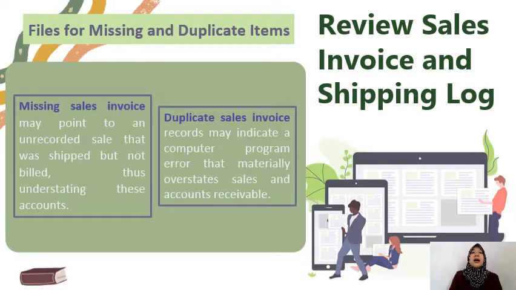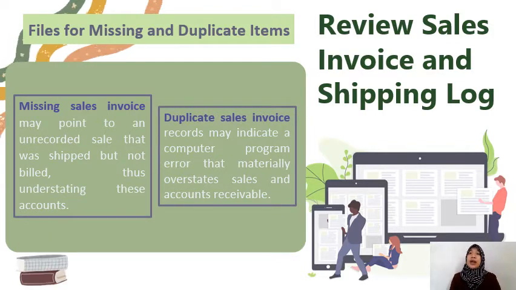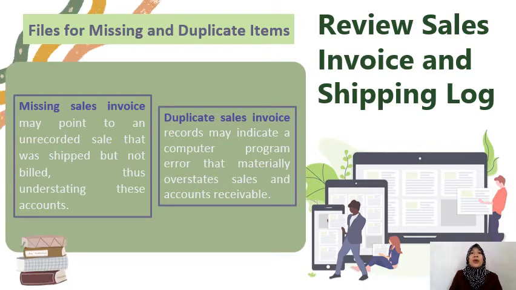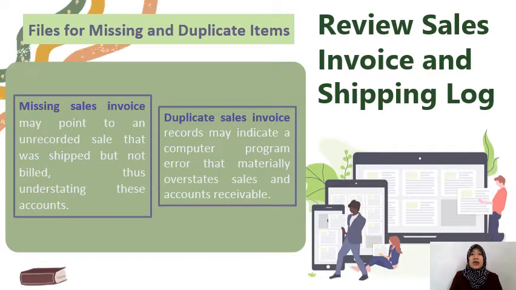As for the missing sales invoice, which is inversely proportional, when there is a missing sales invoice, there is understatement because the sales invoice was not recorded. Missing sales invoices may point to an unrecorded sale that was shipped but not billed, thus understating the accounts receivable and the sales.